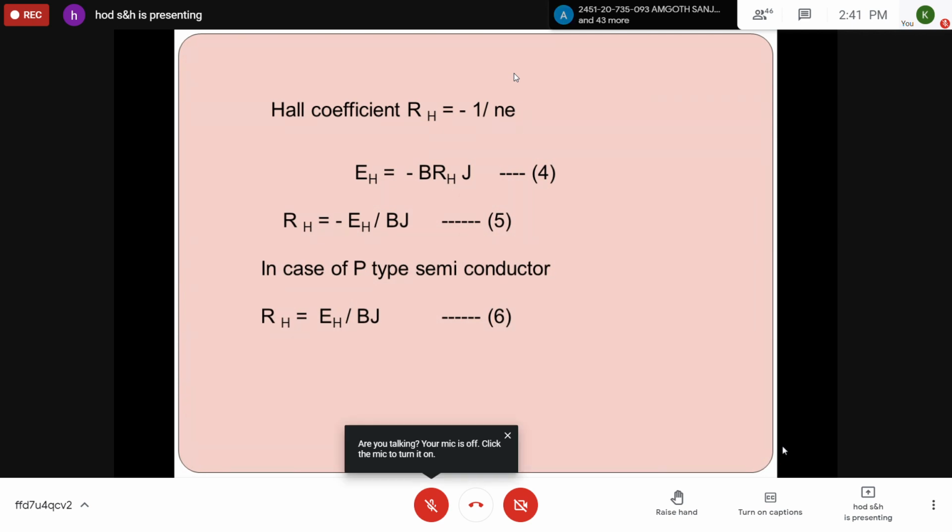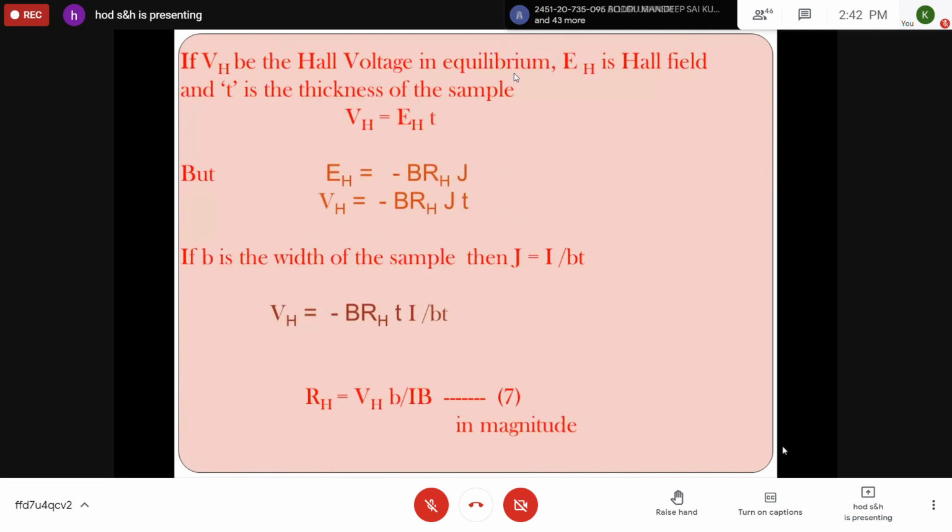This is equation 5. If you take a p-type semiconductor, only the directional convention changes, and RH is equal to EH by BJ. This is equation 6. If VH is the Hall voltage, EH is the Hall field, and t is the thickness, then VH is equal to EH into t. And you know that EH is equal to minus B into RH into J from the previous expression. So in the above expression, you can substitute for EH, giving minus B RH J into t.